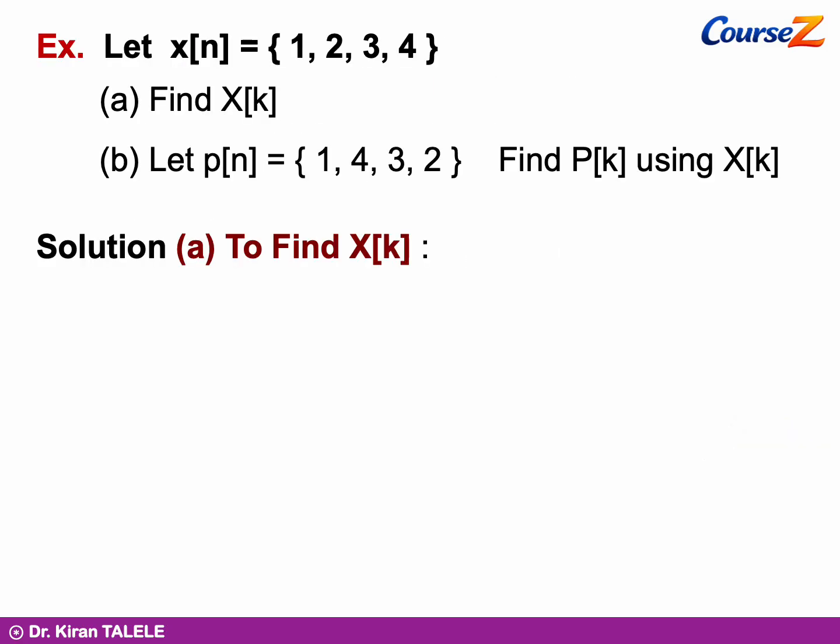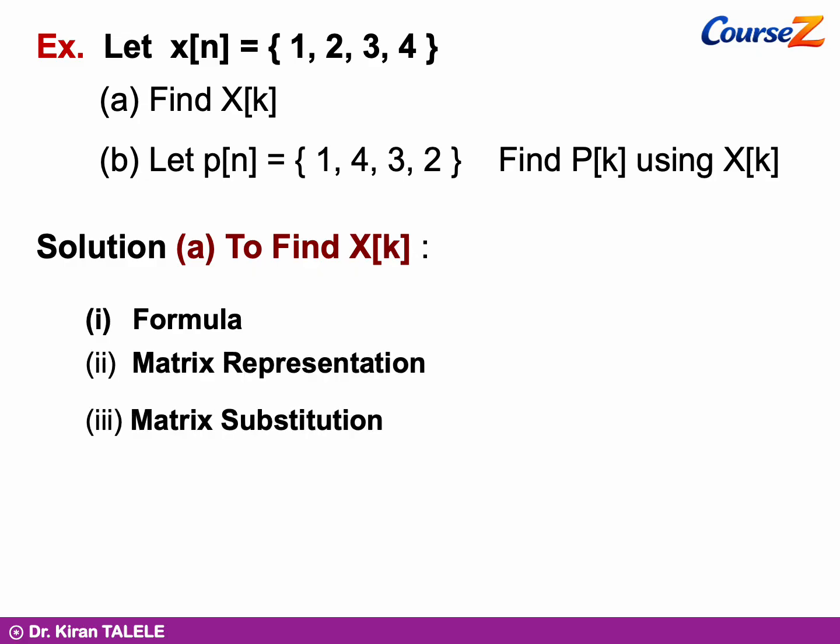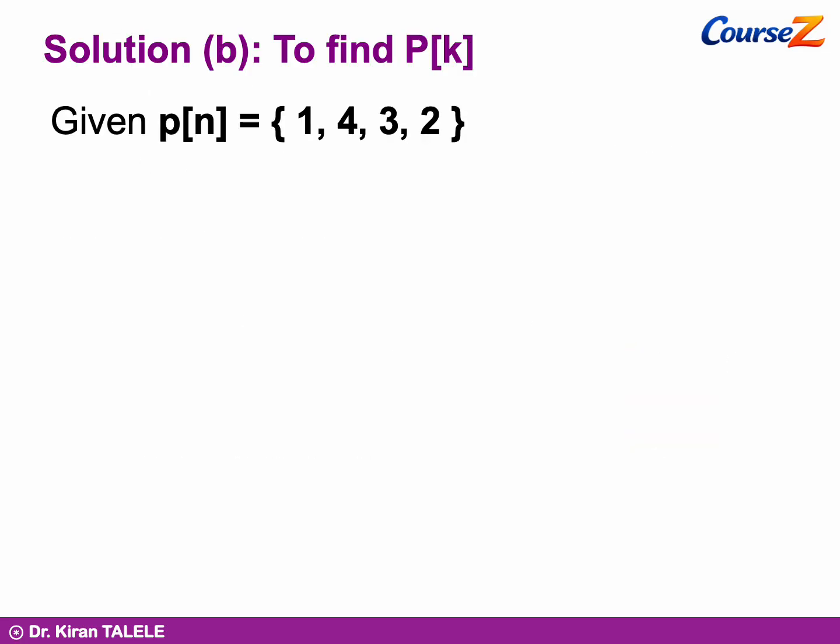So let's take one example. x of n is 1, 2, 3, 4. Find X of k. It's a 4-step procedure. First the DFT formula, then matrix representation of the DFT formula, then matrix substitution, matrix multiplication, and then the final answer.